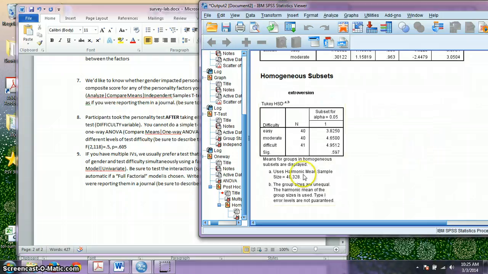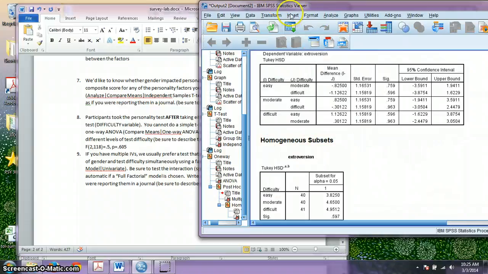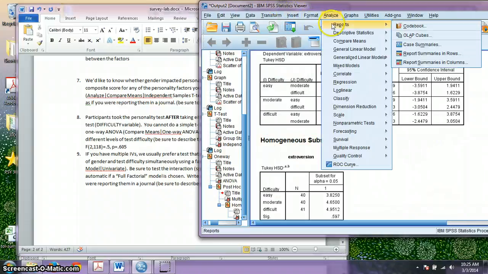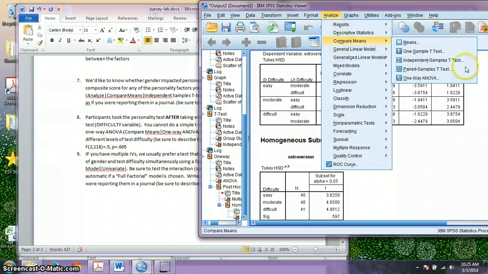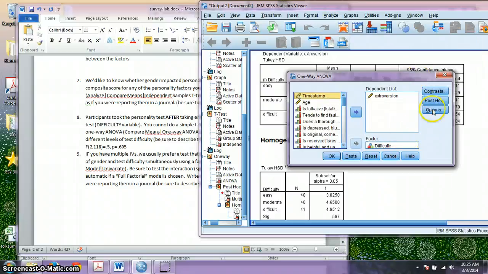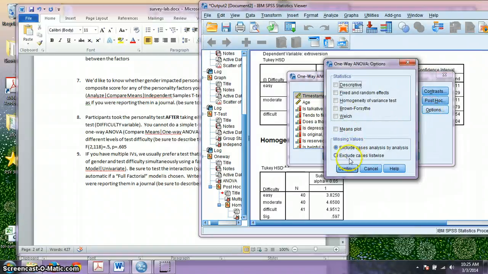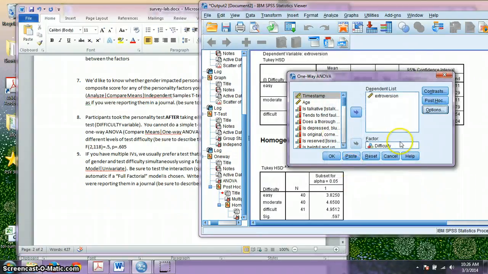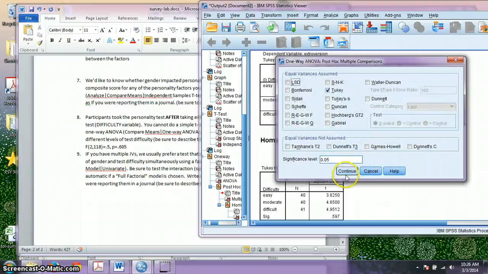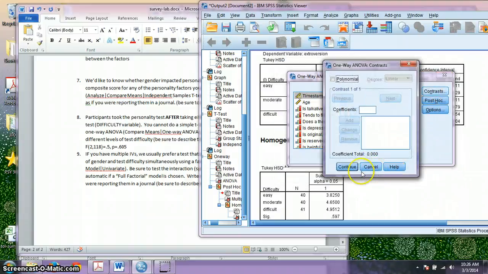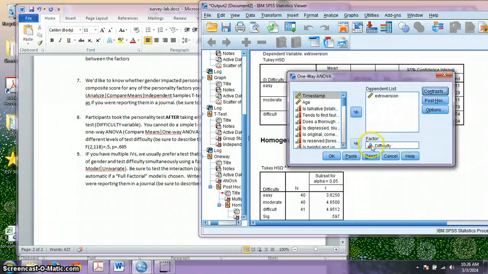But there's another way of interpreting this, whether these groups are similar or not. I think there might be an option here to include tables. Well, there's at least an option to include a means plot, which will tell us what the mean values of each one are.